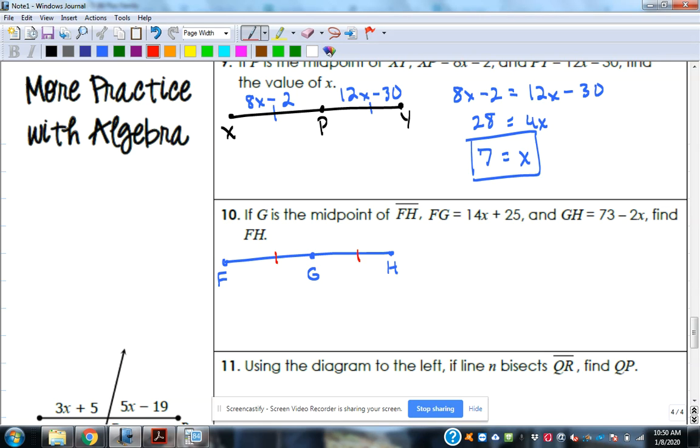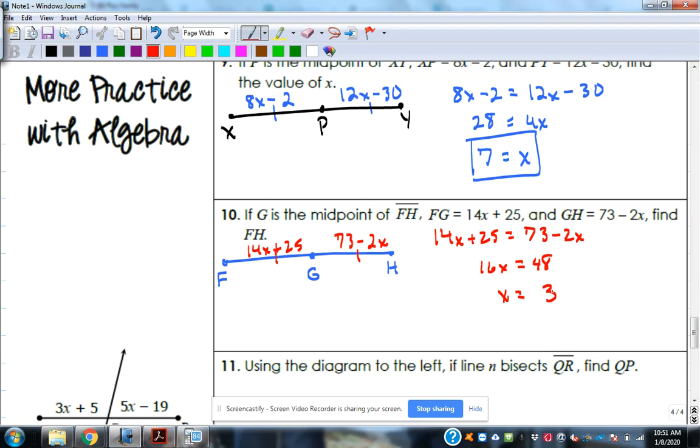So F to G is 14x plus 25, and G to H is 73 minus 2x. And then what do we do with those? Set them equal to what? Each other. And solve. So 16x is equal to, subtract 25 from that, so that'd be, is that 48? Then divide, so x would equal 3.